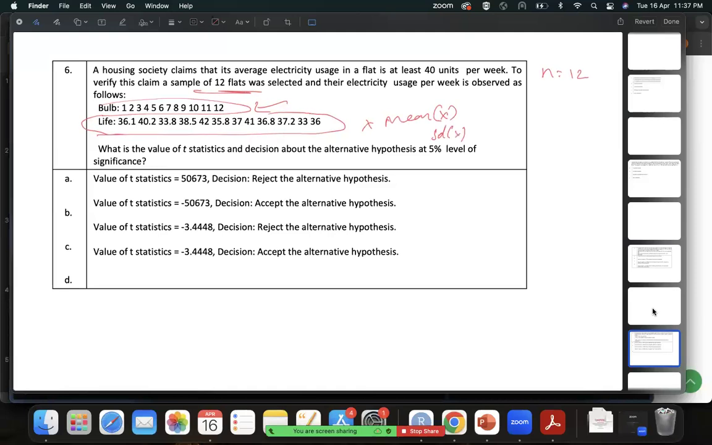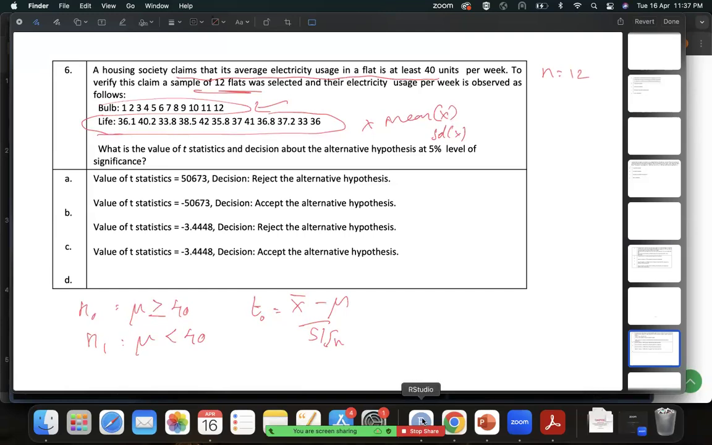What should we do? Again, here we should find the t statistic and the decision, basically the same kind of thing. The society claims that average electricity usage is at least 40 units per week. So H naught is mu greater than or equal to 40, and the alternate hypothesis is mu less than 40. Now we compute the t statistic, t observed, which is x bar minus mu divided by s by root n.